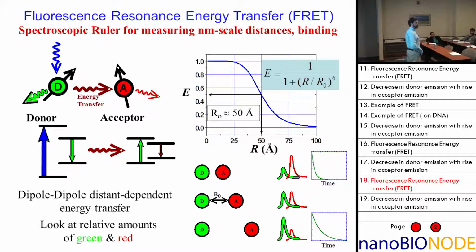Yes? So the graphs to the right of the donor acceptor, are they graphs of intensity or absorbance or emission? This is, okay, a good point, graphs of emission. I should have made that clear.